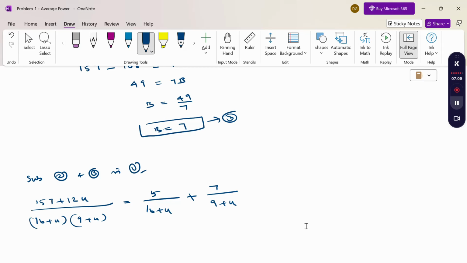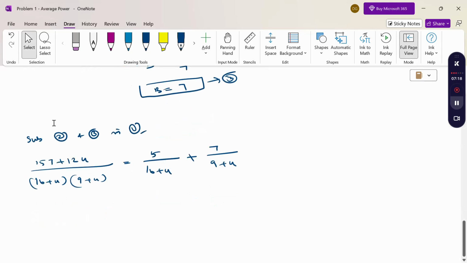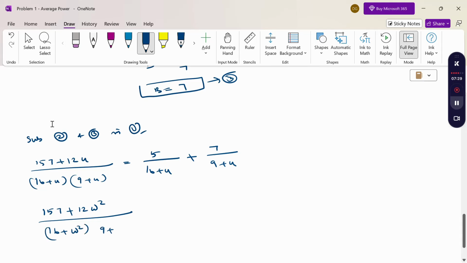Now this product term is split into the addition. But here we considered already u equal to omega square, so we replace u again. (157 + 12 omega square) / ((16 + omega square)(9 + omega square)) equals 5/(16 + omega square) plus 7/(9 + omega square). Now this is equation number 4.